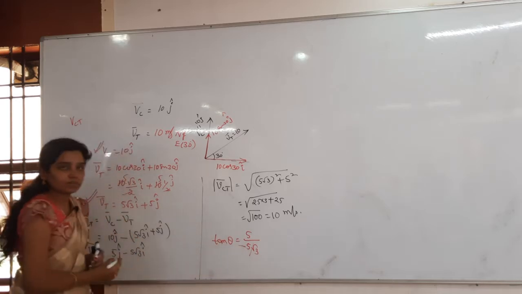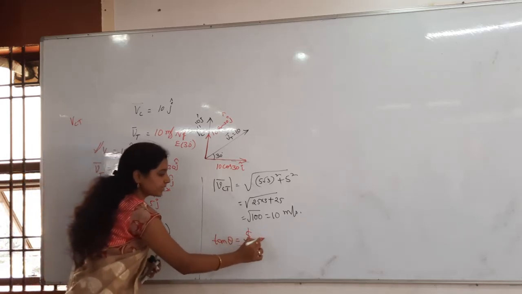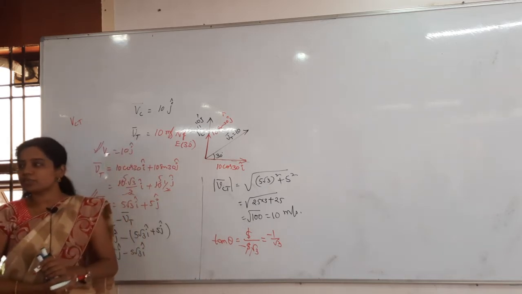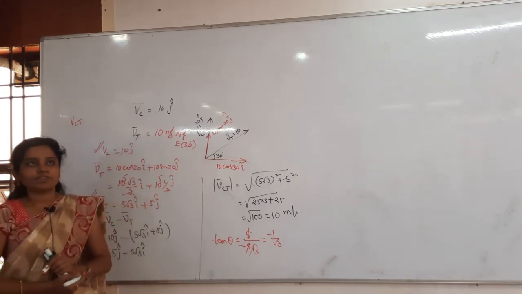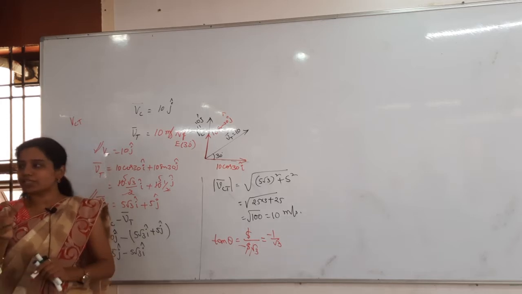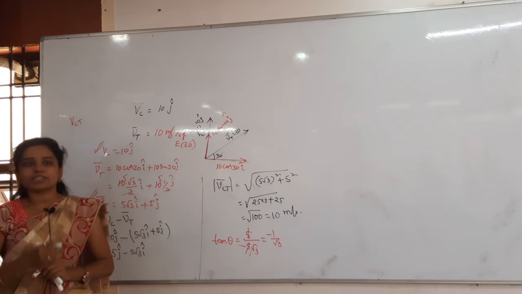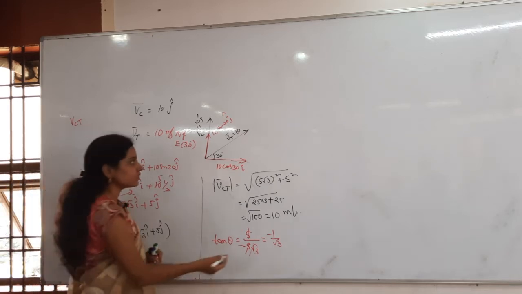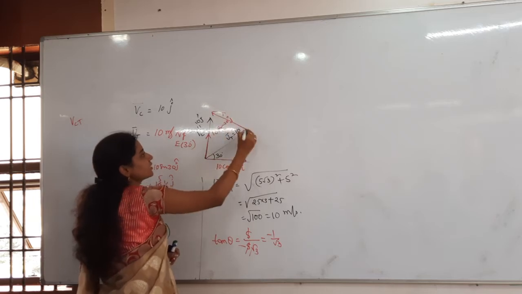Minus 5 root 3, no? So here the 5 gets cancelled. What will we get? Minus 1 by root 3. Minus 1 by root 3 is nothing but what angle? 150, na? 1 by root 3 is for 30 degrees. So what will we get? 90 plus 30, you will get 120 degrees only, na? So 120 degrees you will get. So we are getting it in this direction.